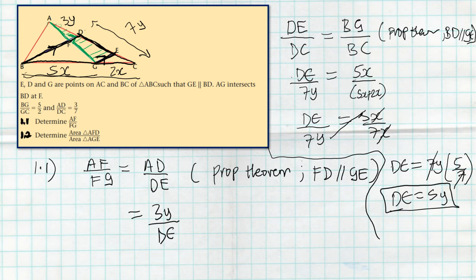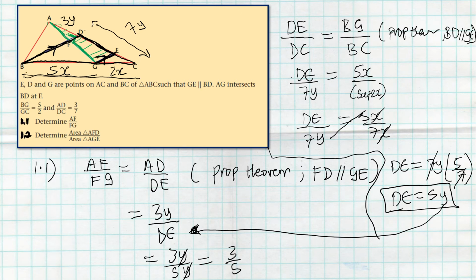Then we can now get our AF over FG. We now replace our DE there. Then we can get this ratio. So it's going to be 3y over 5y. Then this y and y cancel out each other. Then we're left with 3 over 5. So that 3 over 5 is the ratio for AF over FG.